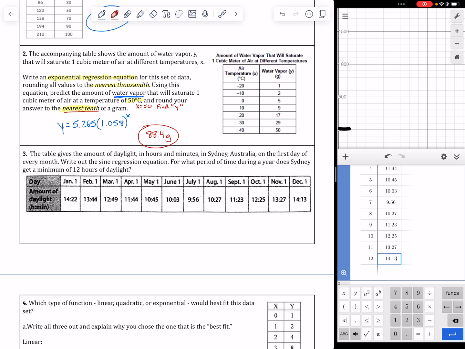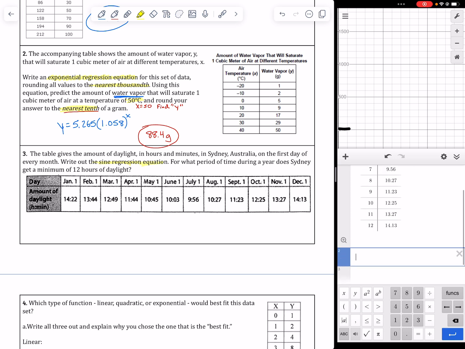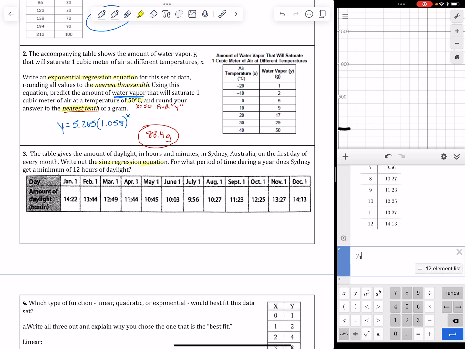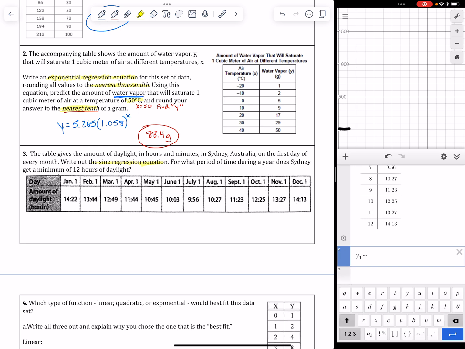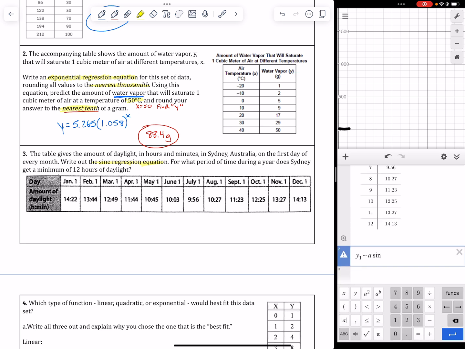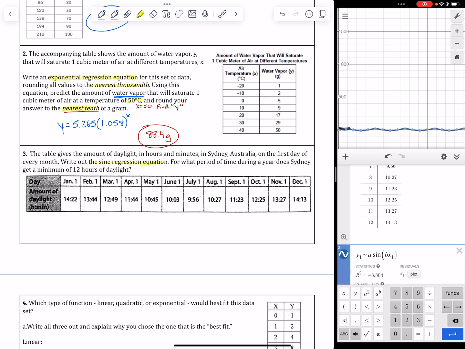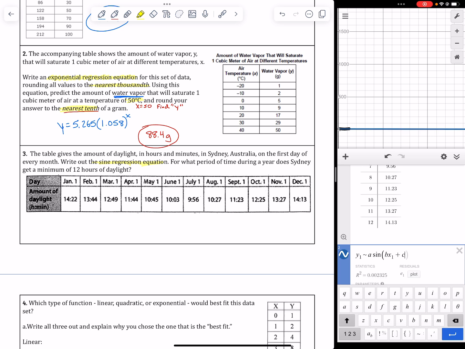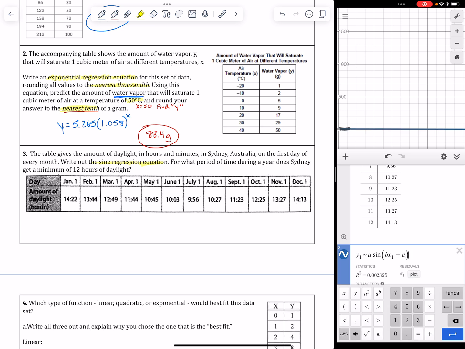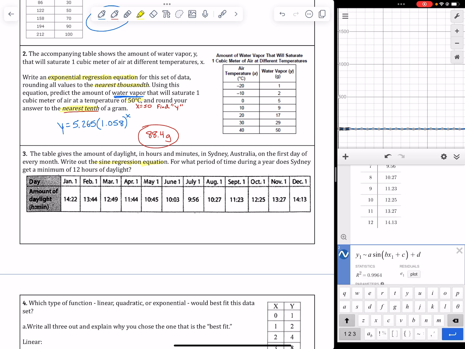hours in daylight. So it does say the sine regression. So I need to find the sine regression equation that goes with my table. So y sub 1 is approximately a sine, and then parentheses, b x sub 1 plus c, and then outside the parentheses, you want to put plus d.